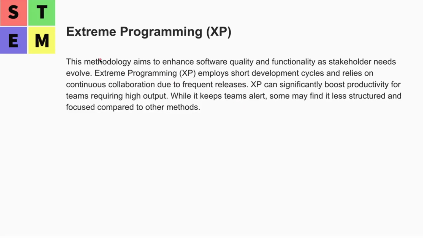The next one is extreme programming. It's a bit like the old version of the Agile methodology. The method aims to enhance software quality and function as the stakeholders' needs evolve. So when requirements change, the extreme programming (XP) methodology tries to adapt to those changes through continuous improvement. There is continuous change during the project to adapt to those requirement changes.